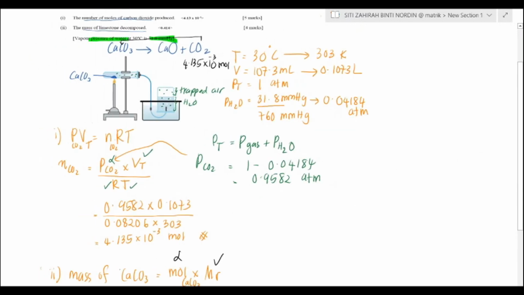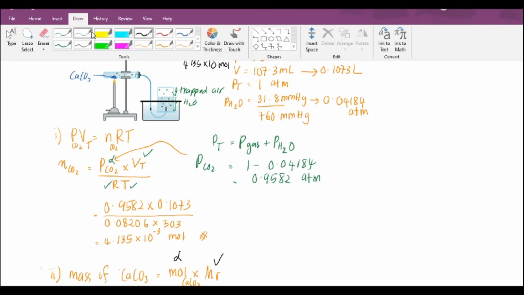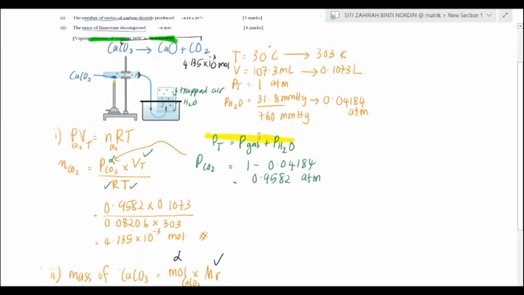So that's all for the displacement of water question. Please note that this formula must be used when the question involves displacement of water. For the rest of it, you can consider using the ideal gas equation.